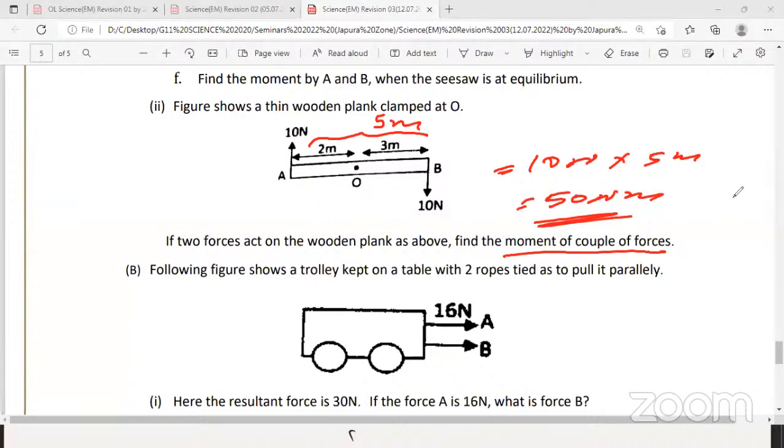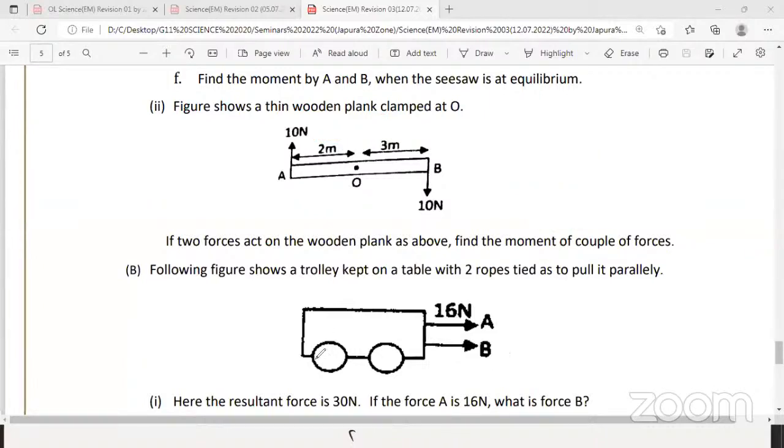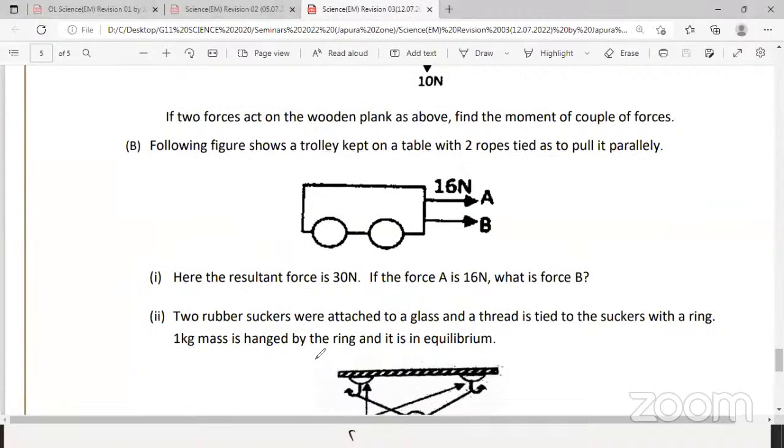Please raise your hand those who got the answer 50 Newton meter for part 2. How many of you got 50 Newton meter? That is the perpendicular distance between the lines of action of two forces, 5 meters, and the value of the force, 10 Newton. Right, very good. Then the last part I'll discuss next day.